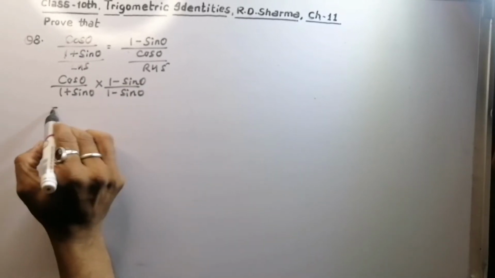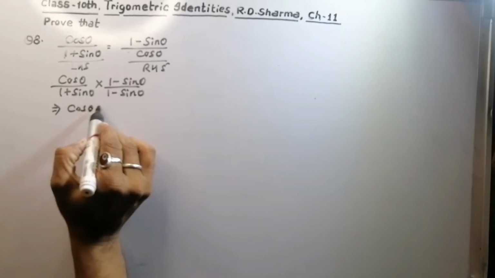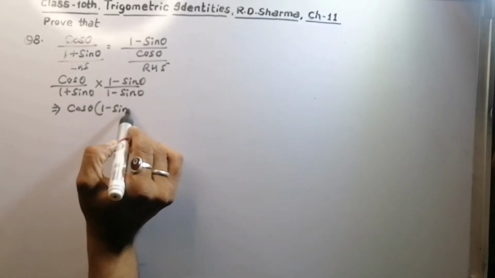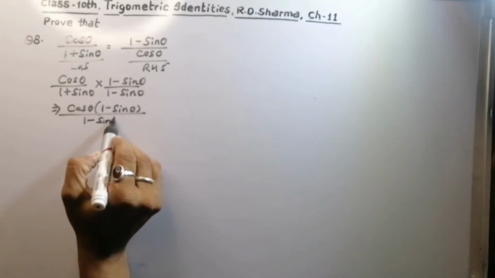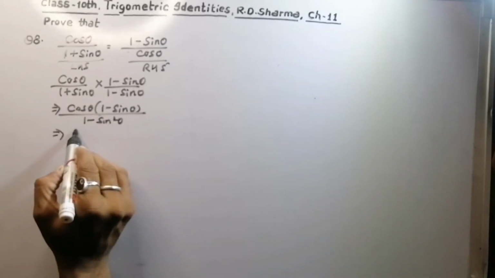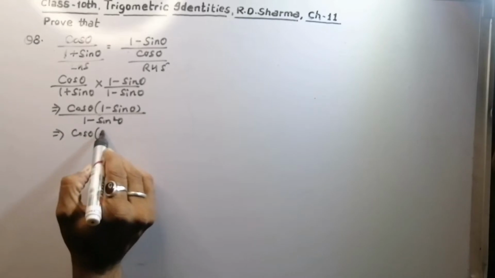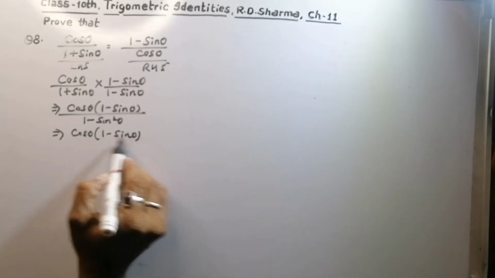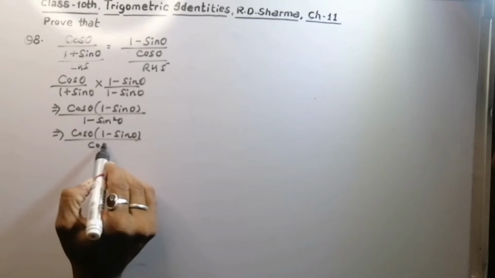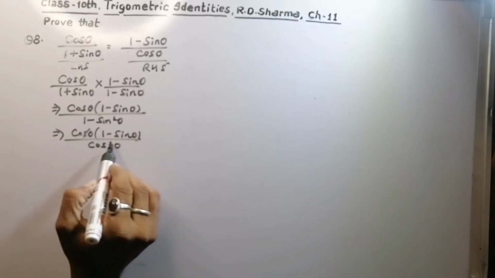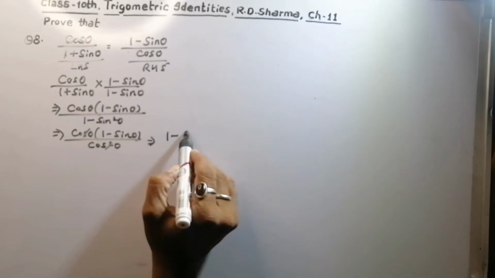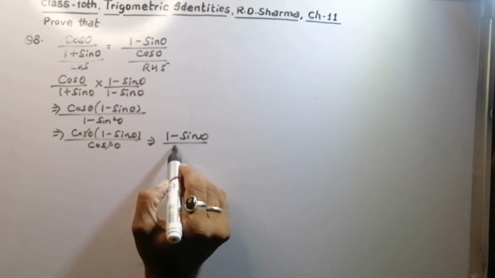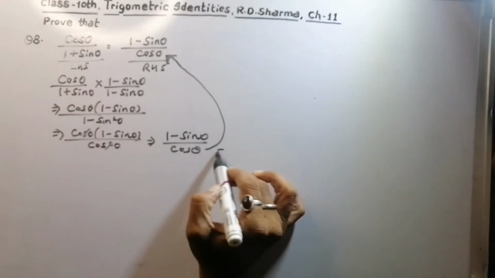We get here cos theta in bracket 1 minus sin theta, and here 1 plus sin theta, 1 minus sin theta is 1 minus sin square theta. So cos theta multiplied by cos theta 1 minus sin theta, and 1 minus sin square theta becomes cos square theta. It is cancelled. We get here 1 minus sin theta upon cos theta, which is equal to the right hand side.